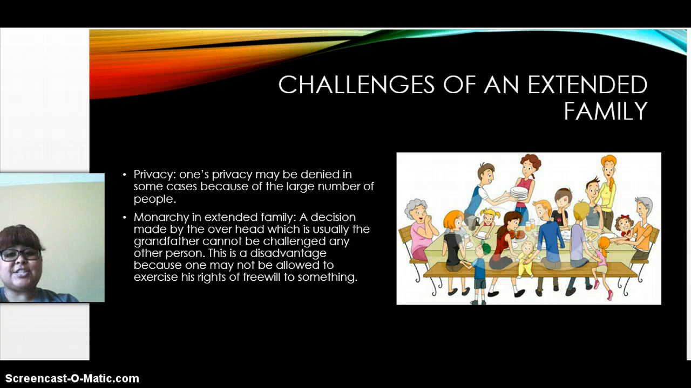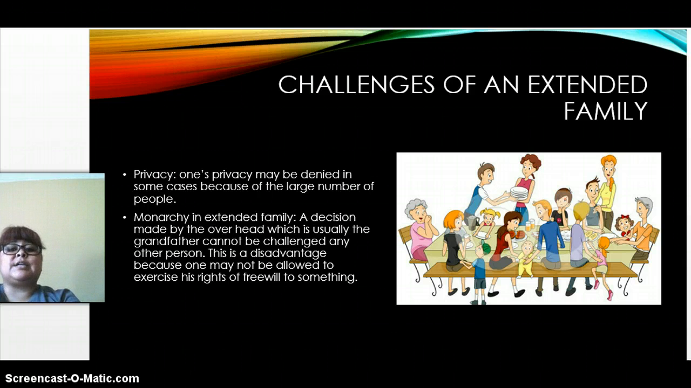Some of the challenges in having an extended family is privacy. Having multiple members of a family live in one home can limit the amount of privacy that one can have due to having such a large number of people in the same household.